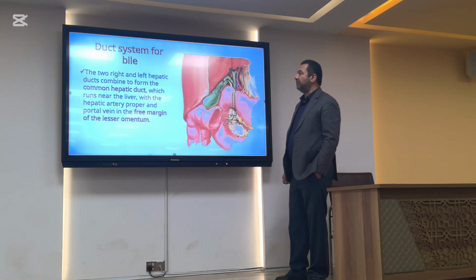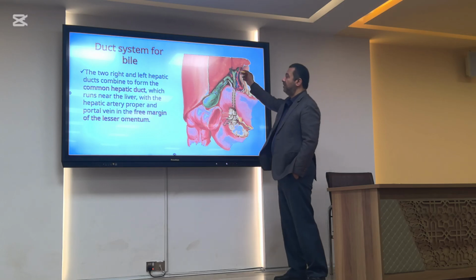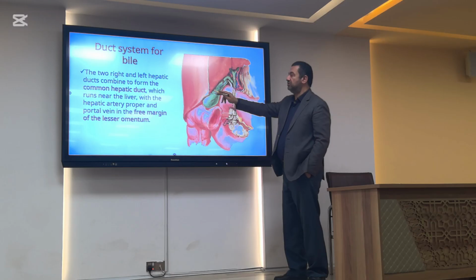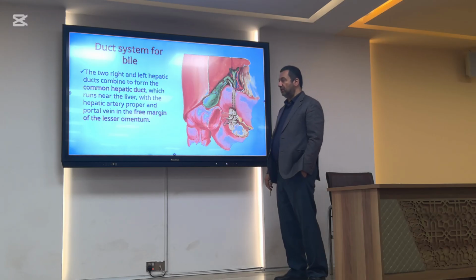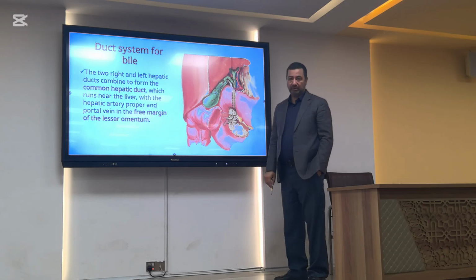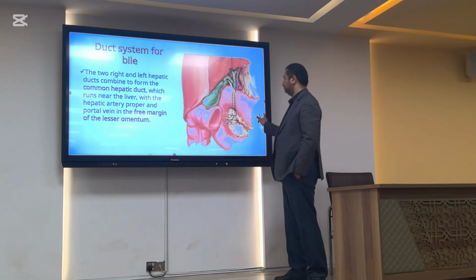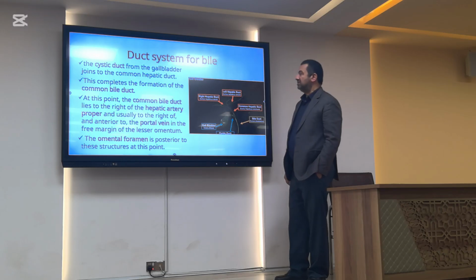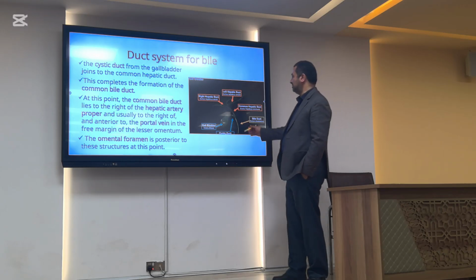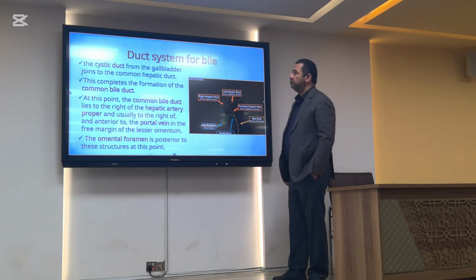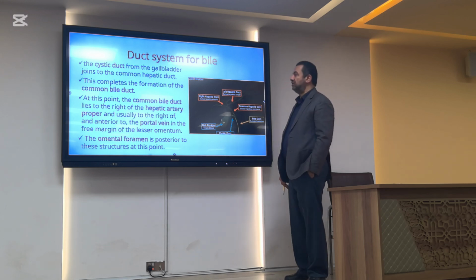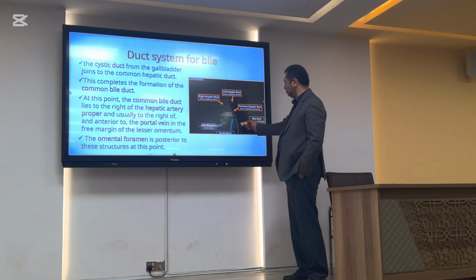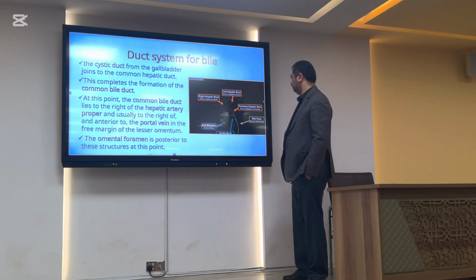The right and left hepatic ducts combine to form the common hepatic duct, which runs near the liver with the hepatic artery proper and portal vein in the free margin of the lesser omentum. The cystic duct from the gallbladder joins the common hepatic duct. This completes the formation of the common bile duct.